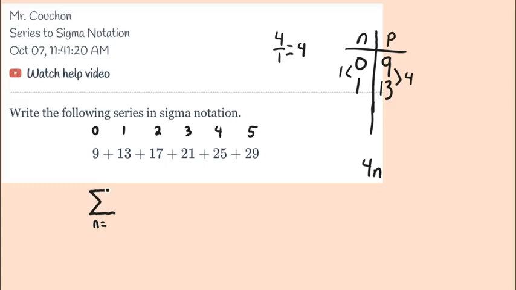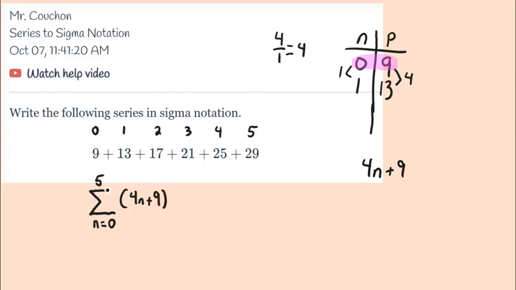4n. And then all we have to do is look at the very first one and say, okay, well, if you do 4 times 0, what do you have to do to get to 9? You have to add 9. So if you call 9 the 0 term, that means you're going all the way up to the 5th term, which is 29, and your equation is 4n plus 9.